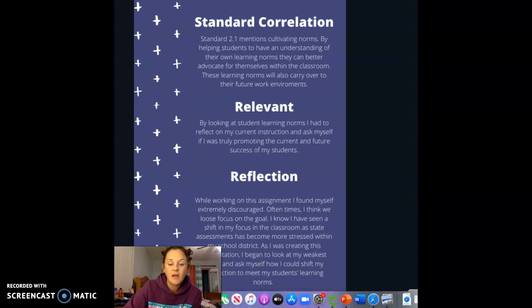And then lastly, reflection. While working on this assignment, I found myself extremely discouraged. Oftentimes I think we lose focus on the goal. I've seen a shift in my focus in the classroom as state assessments have become more stressed within my school district. As I was creating this presentation, I began to look at my weakest areas and ask myself how I could shift my instruction to meet my students' learning norms.